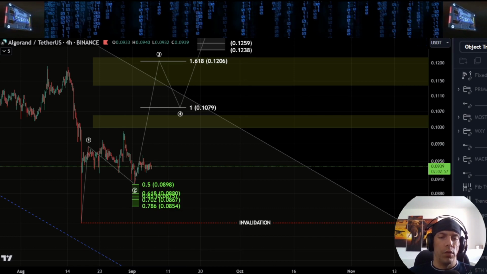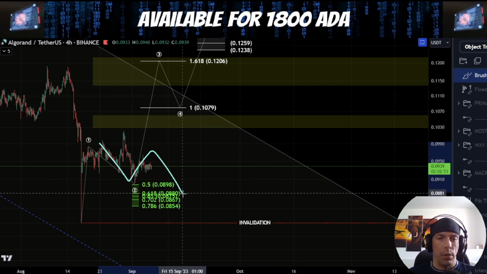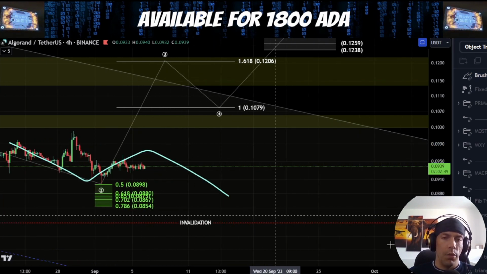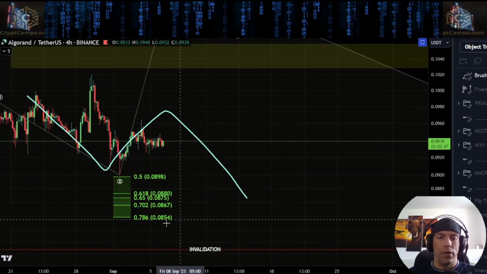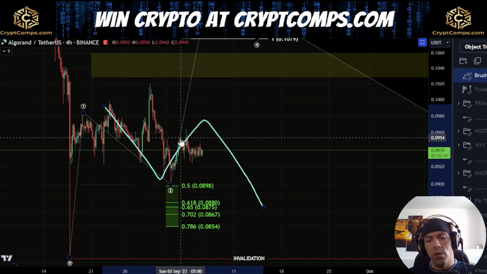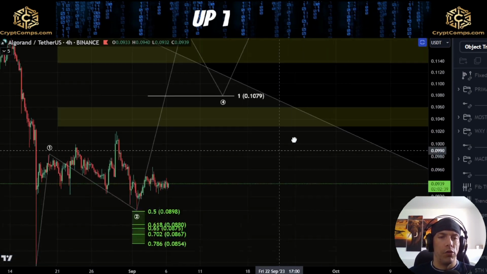It is also possible this structure could get a bit more complex, where this becomes A, we get a B, and then we get a C, which looks to push us down back into this lower target box. But as long as we actually stay above this 0854 and we don't get a sustained break below that zone, we do have potential to see this starting to develop some kind of impulsive structure here.